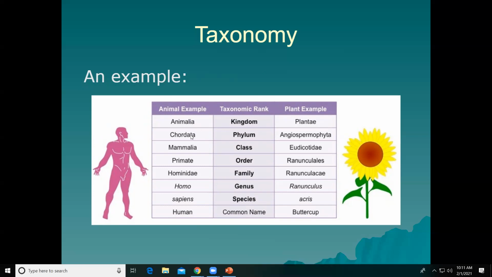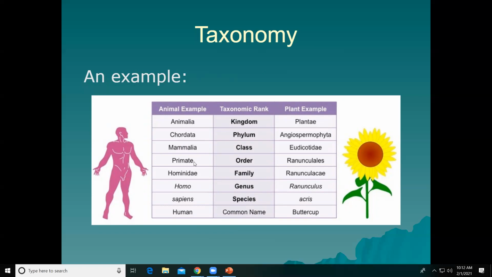Then as we go down to the phylum, we're in the phylum Chordata. That just means that we have a spine or a backbone. So for us, our spinal cord means that we are part of the Chordata phylum, along with anything else that has a spine. Our class is mammals, so we're part of the Mammalia class, which means that we have hair and we have mammary glands. Mammary glands produce milk for offspring, so that's something unique to all mammals.